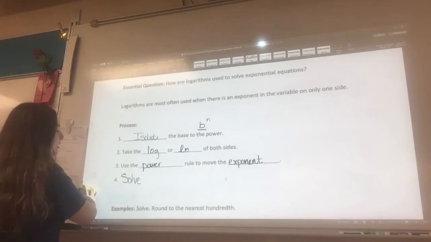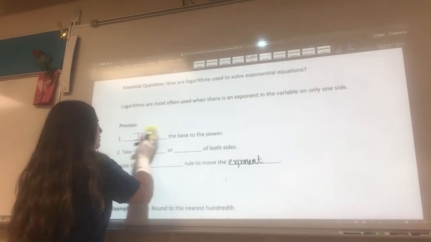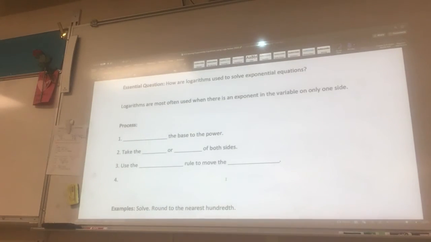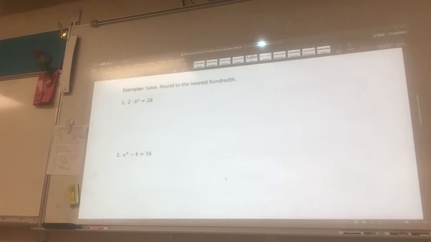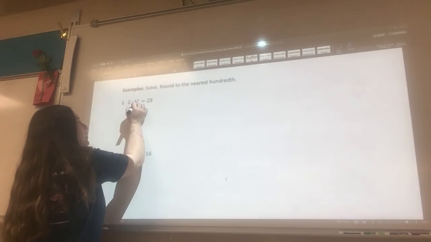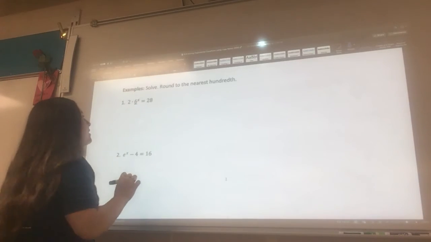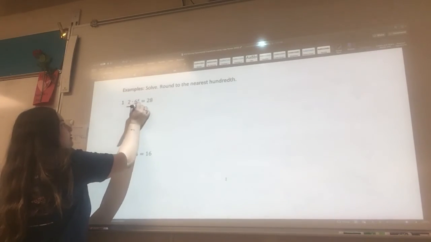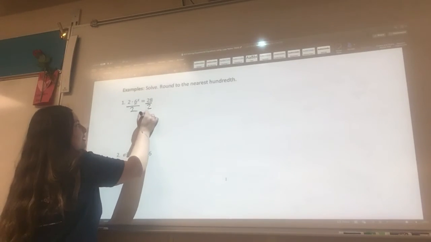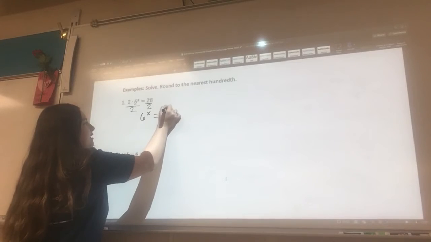Okay. So now we're going to go on to examples, remembering our process. Remember to solve, round to the nearest hundredth, so 2 decimals. And we want to begin by isolating the base to the power. As you can see, the base to the power here is 6^x. So we're going to divide by 2, okay? And we're going to get 6^x equals 14.